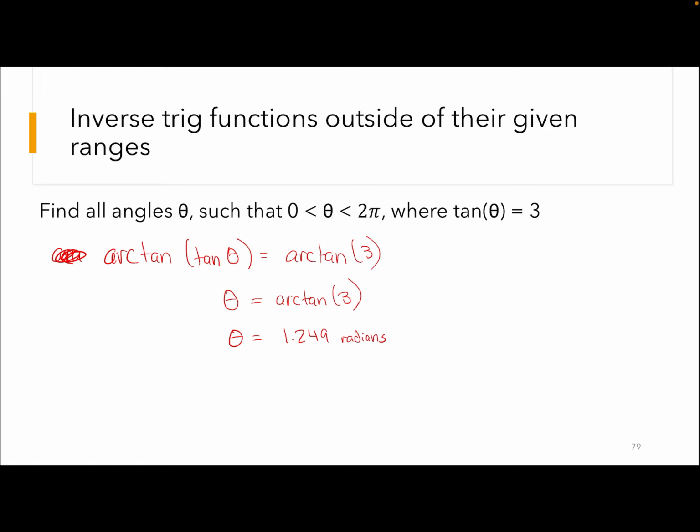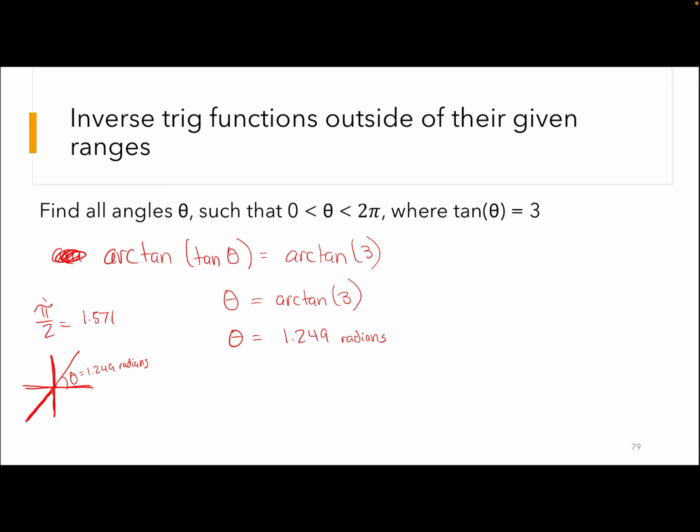Fantastic. Just as a reference, in case you don't know, pi divided by 2 is like 1.571. So what that means is that we already have the reference angle. Remember, 90 degrees is pi over 2. So theta equals 1.249 radians. That means we already have one of the angles between 0 and 2 pi.